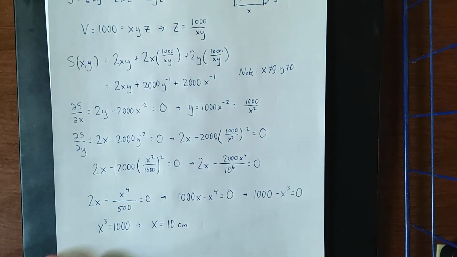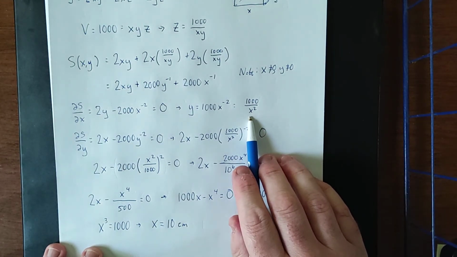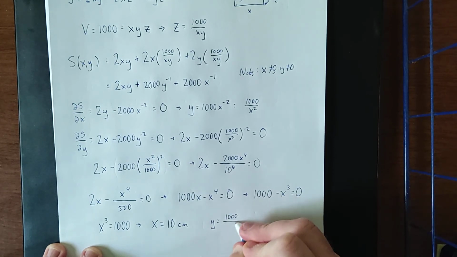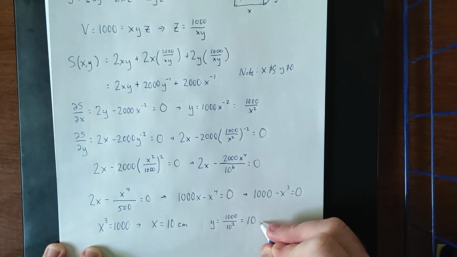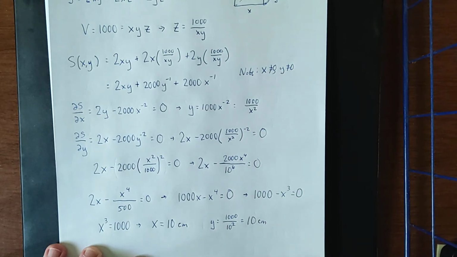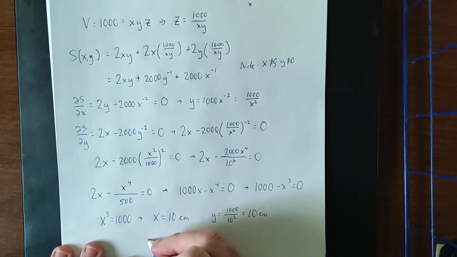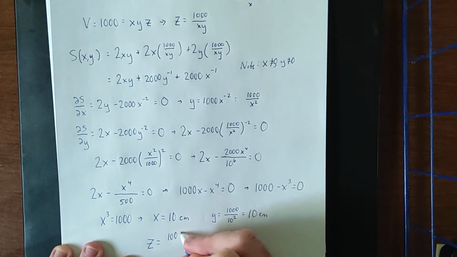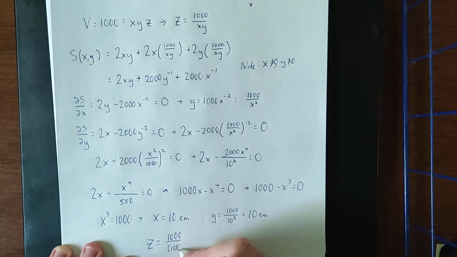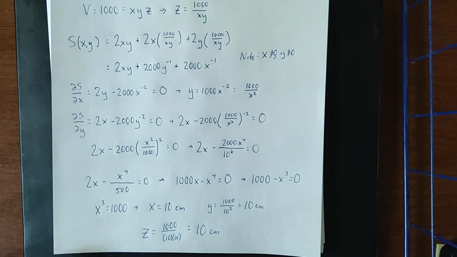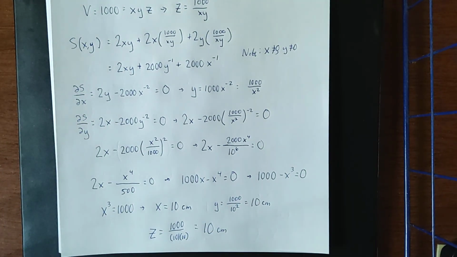Then we can head back to the substitution that we used for y and plug in x equals 10. So y would be equal to 1,000 divided by 10 squared. That'll reduce down to 10 centimeters as well. And then finally, if we plug x and y both equal to 10 into this substitution, we will get the same thing for z. So z is equal to 1,000 divided by 10 times 10, which will simplify to 10 centimeters as well. So as it turns out, when you want a rectangular box of minimal surface area, you are going to be dealing with a cube. All three sides are the same length.